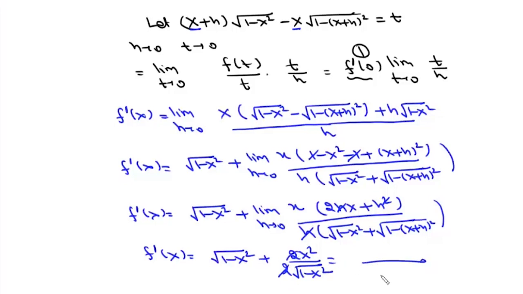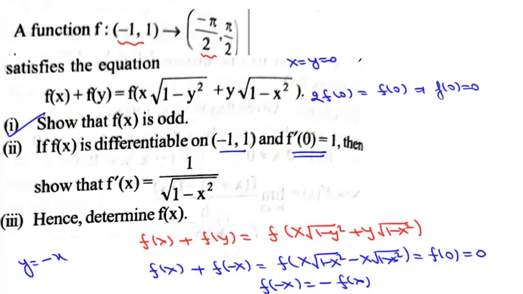Now we take this LCM, it will be under root of 1 minus x square and 1. So we have proved that f dash x is 1 upon under root of 1 minus x square. And that's our second part. f dash x is 1 upon under root of 1 minus x square. Now from this we have to determine the value of f(x).